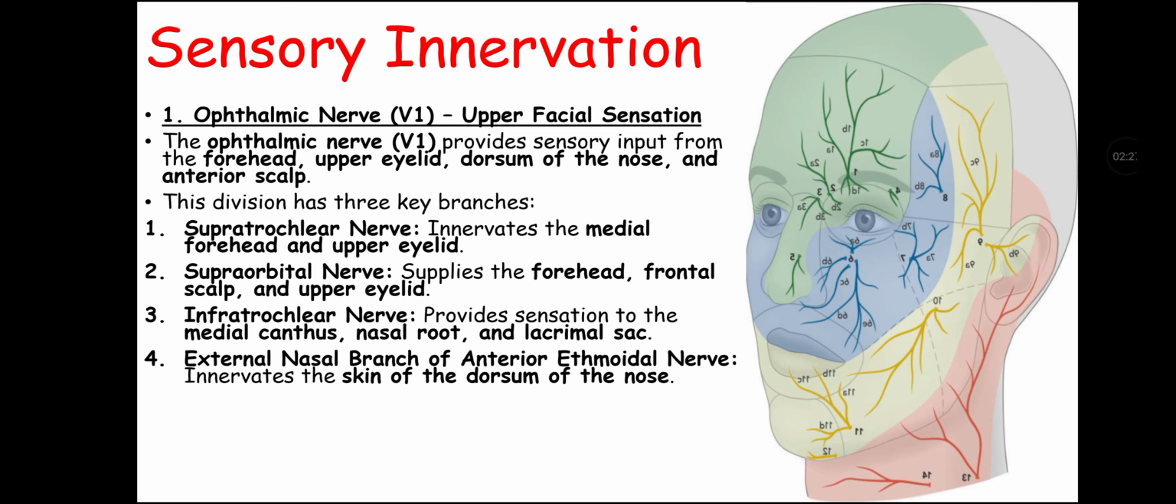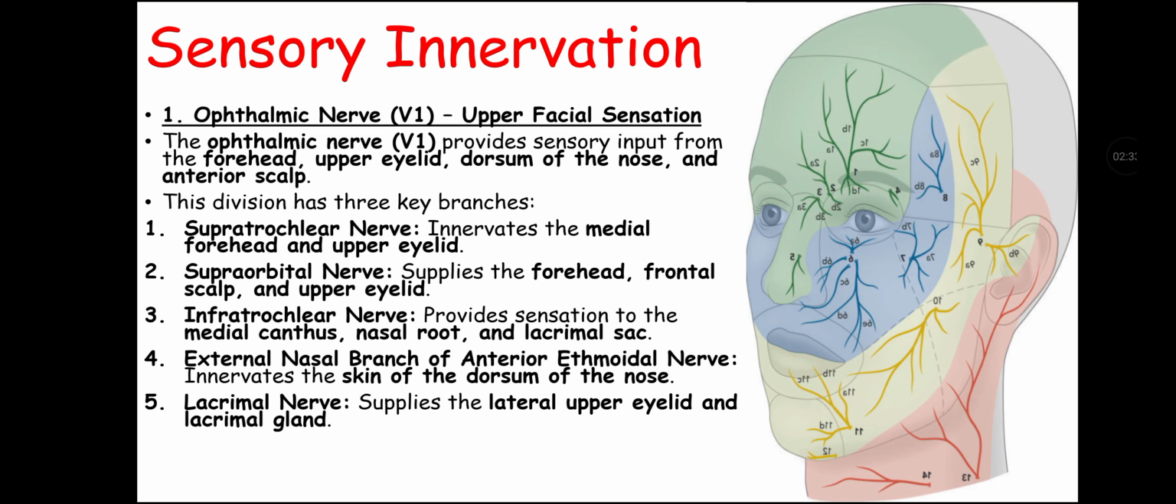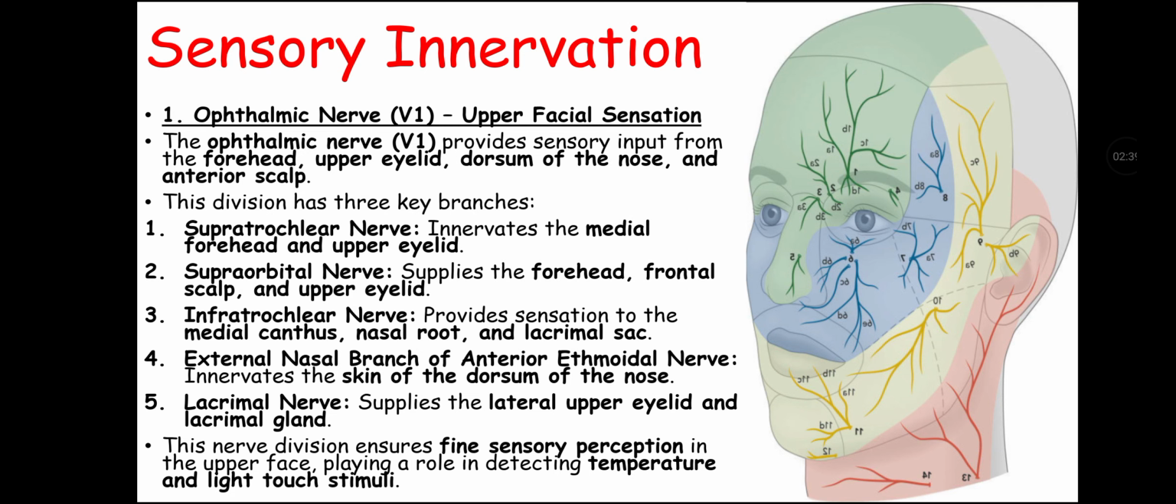Then it also has the external nasal branch of the anterior ethmoidal nerve that innervates the skin of the dorsum of the nose, and the lacrimal nerve that supplies the lateral upper eyelid and lacrimal gland. And this nerve division ensures fine sensory perception in the upper face, playing a role in detecting temperature and light touch stimuli.